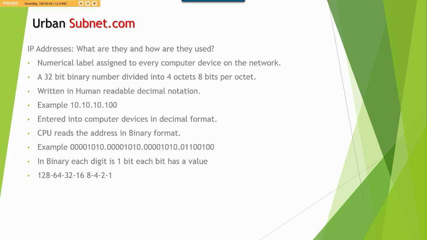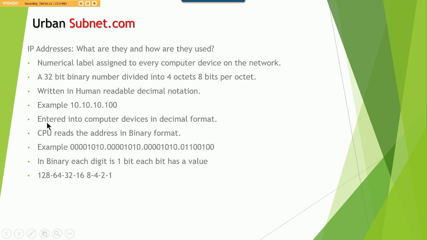Now, it can be written in human readable decimal notation, so it is easier for us to understand and see what an IP address is. So the example here, we have 10.10.10.100. That is the decimal format, so we can easily see what this IP address is.